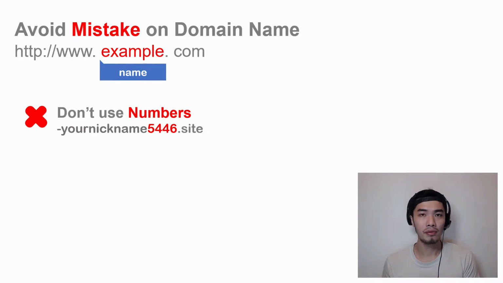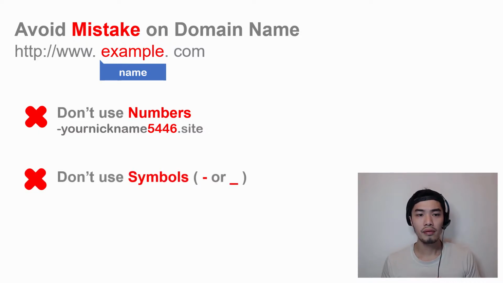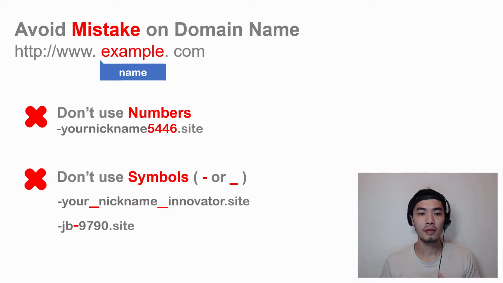They're basically just numbers. Another mistake is that people tend to use symbols, for example, a dash or underscore, which is a very common mistake. At some point you may need to put in a dash to point out the profession or the keywords. It's okay, but try your best not to put in any symbols whatsoever. For example, if you put in symbols and numbers, like this website, as you can see on the screen, jb-9790.site, for me it seems like a scam website. It seems like a fraud website. When people go to your website and see this kind of domain name, they would just freak out and exit your website.